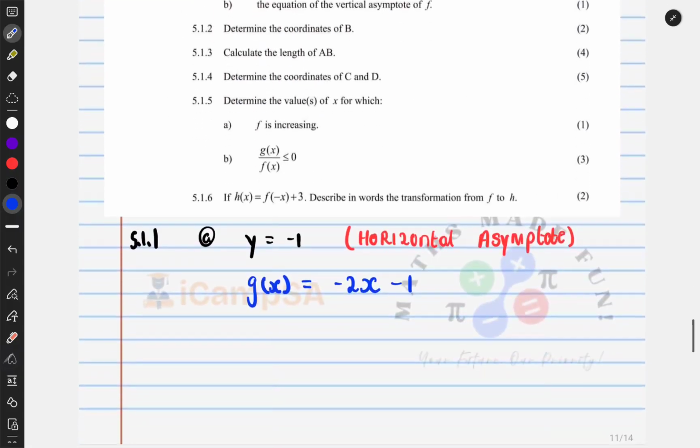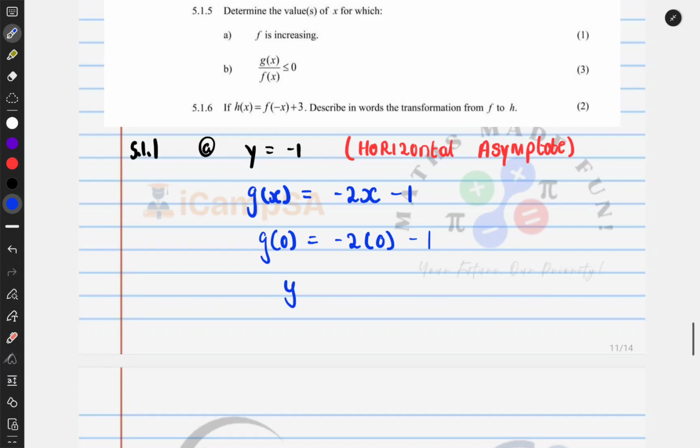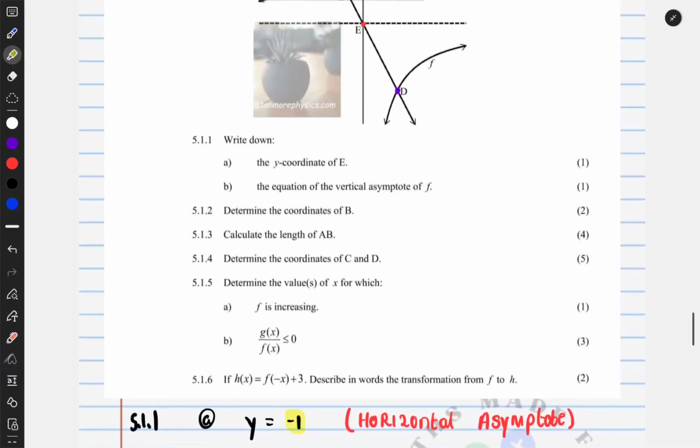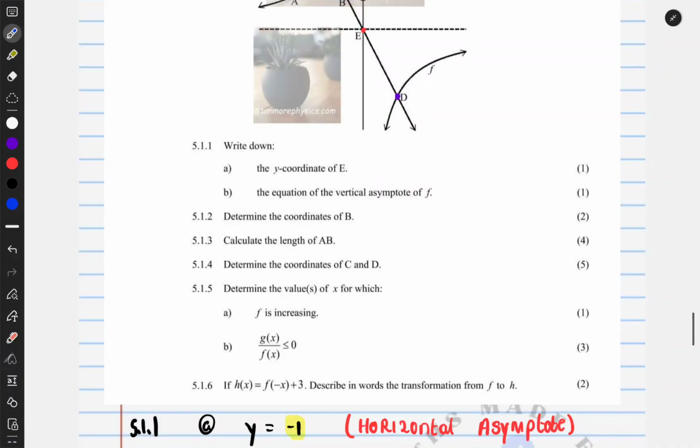And then by using the y-intercept where x is equal to 0, g(0) = -2 times 0 minus 1. Therefore y, which is our g(x), is equal to -1. Therefore, the y coordinate of E is equal to -1. So whichever method works best for you, but this one you are supposed to answer just by observation, since there is only 1 mark for that.